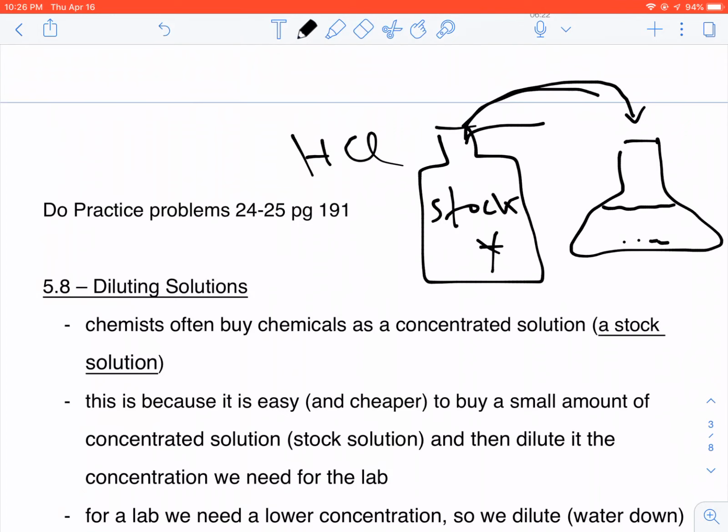At this concentration here, it is really dangerous. At this concentration, it's perfect for the lab that I'm doing. So the question becomes, how many drops did I need to put in here before I added the water? And then how much water do I need to add so that it's the right concentration? The concentration of this chemical here is much stronger than what I need.